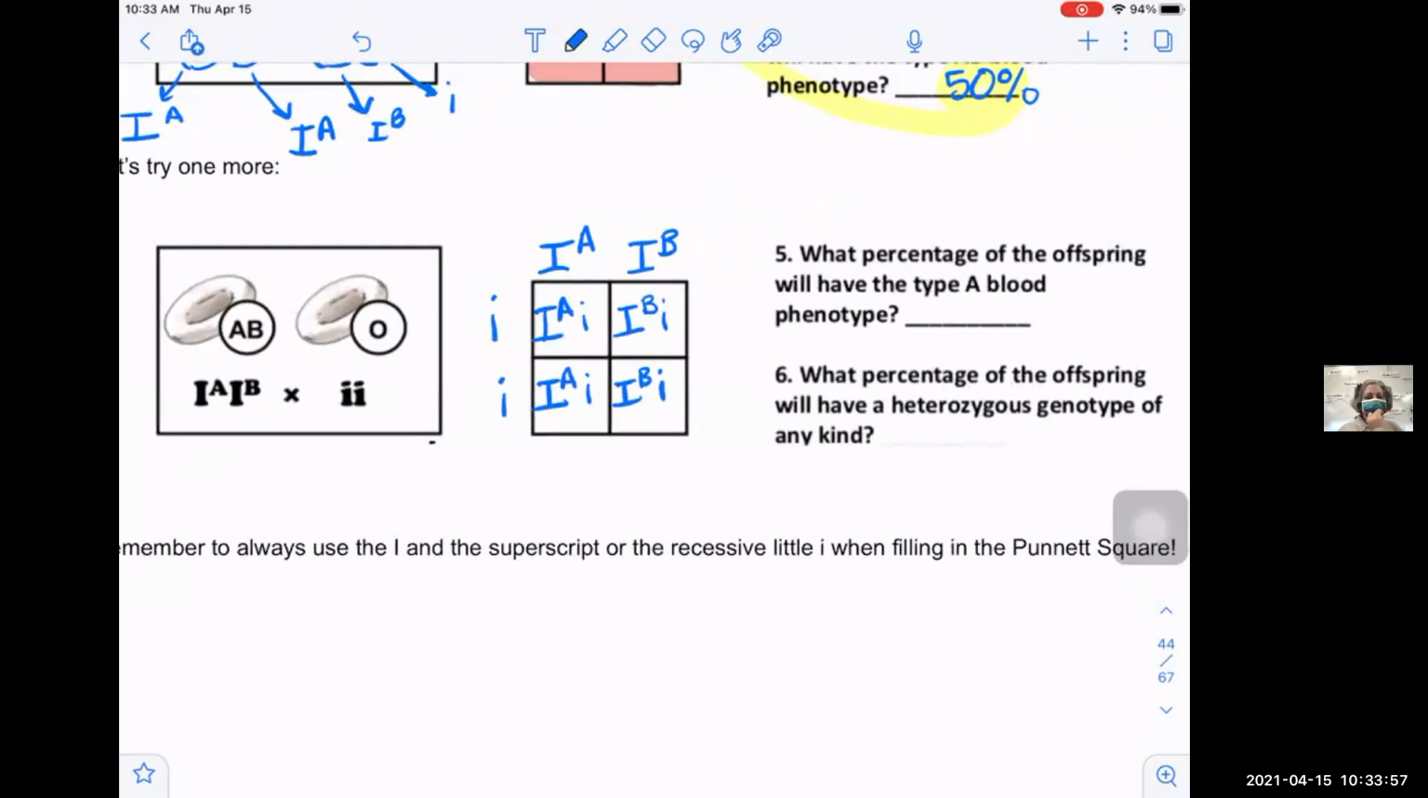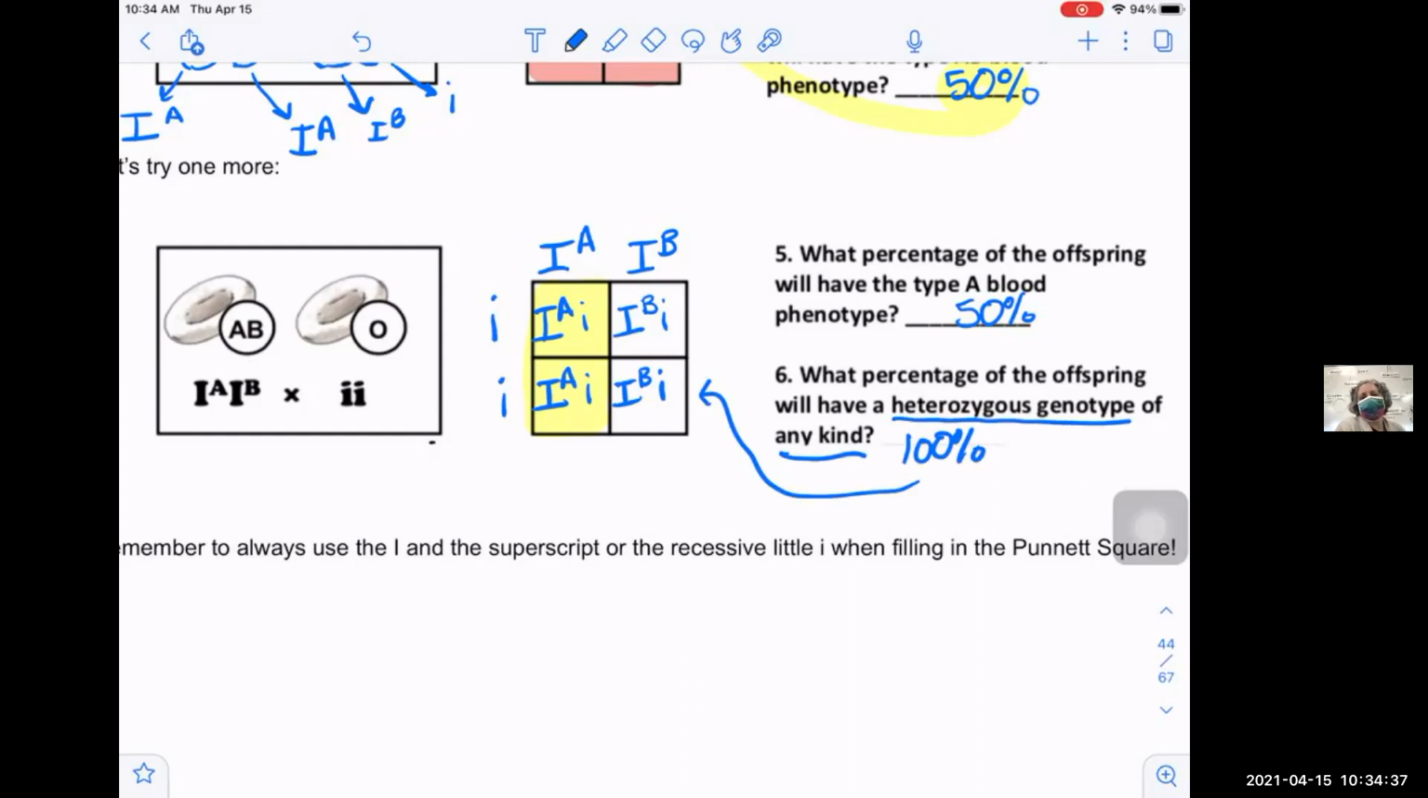All right, so number 5 asks us, what percent of the offspring will have type A blood? So what do we got? These 2 out of 4, right? They're going to be A, so that's 50%. And then number 6 asks, what percent of the offspring will have a heterozygous genotype of any kind? 100%. Right? All of the offspring are heterozygous. They all have one dominant allele and one recessive allele.